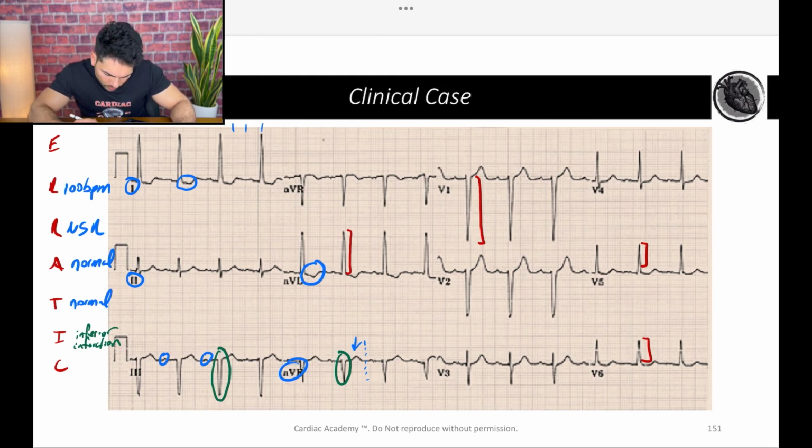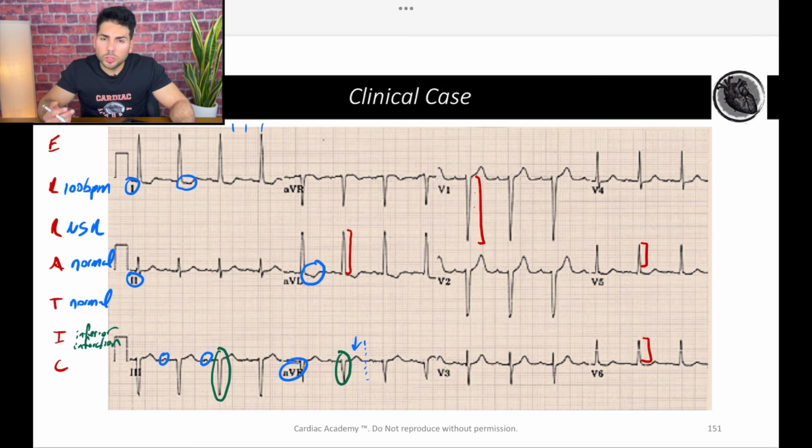So let me count. Yeah, it's measuring more than 35 millimeters. So it's meeting criteria for the Sokolow-Lyon criteria with both aspects. The AVL is measuring more than 11 millimeters, and the S wave in V1 and R wave in V5 and V6 are measuring more than 35 millimeters.